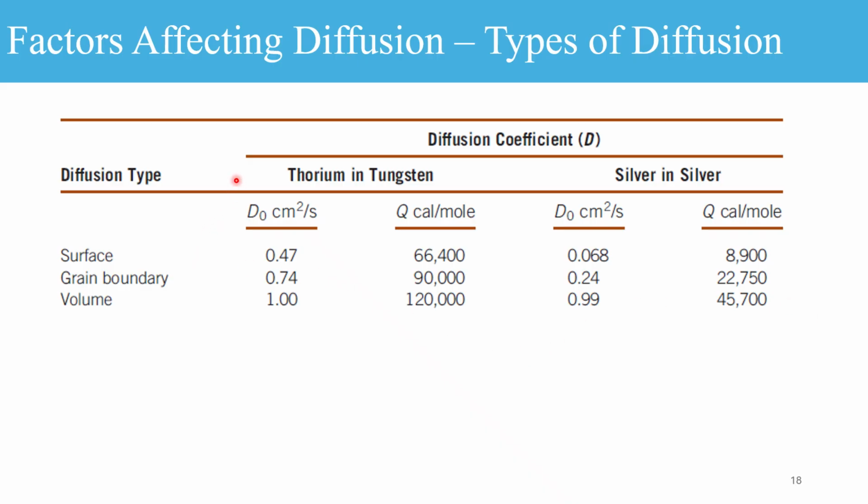This table shows the type of diffusion versus the diffusion coefficient when there is a diffusion of thorium in tungsten in one case and silver in silver in the other case. You can see that for surface diffusion of thorium in tungsten, the value is lowest, and for volume diffusion the value is highest, and the change is almost double from surface to volume. In the case of silver in silver, the change is even more drastic, with surface diffusion having only 0.06 while volume has 0.99. Similarly, the change in activation energy is also drastic here.